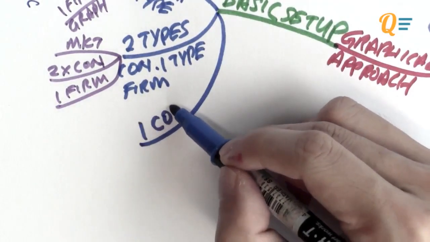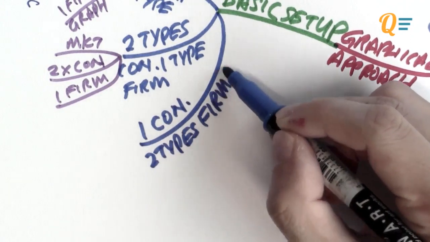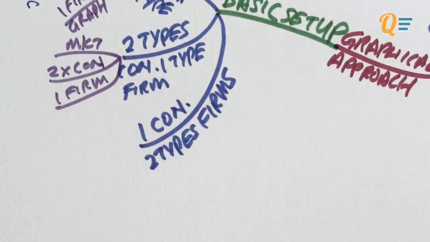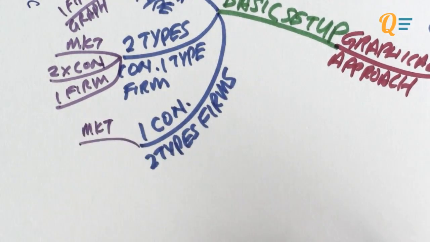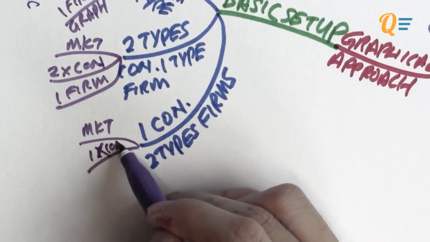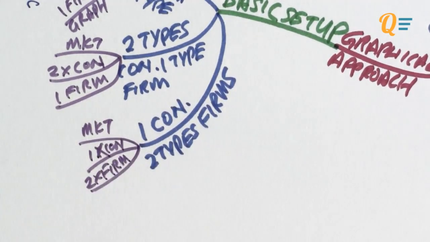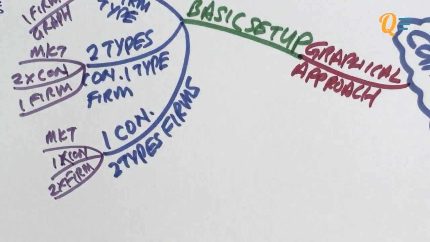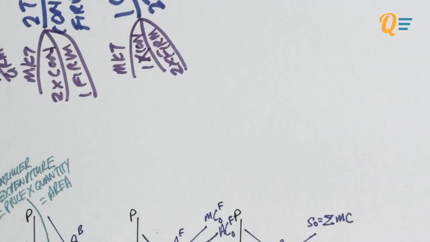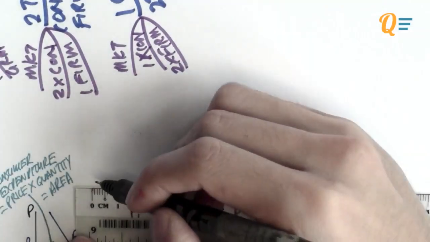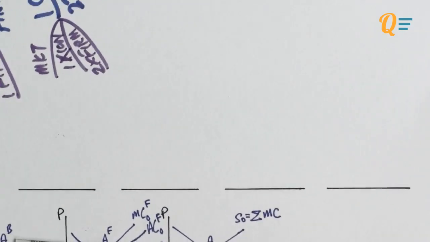All right, so we've been busy talking about the initial equilibriums. Now let's talk about the last one. Let's talk about a case where there's 1 type of consumer and there are 2 types of firms. So again, you're going to need 1 market graph, 1 consumer graph, and 2 firm graphs. Okay, so let's look at the basic setup. Let's look at how to set the initial equilibrium for this kind of scenario.